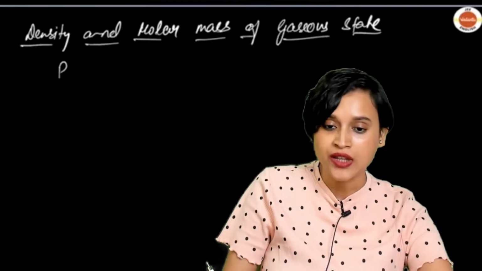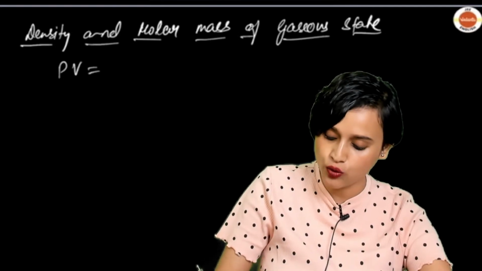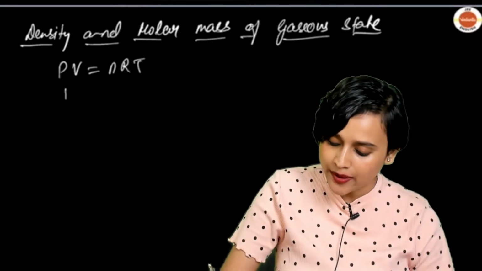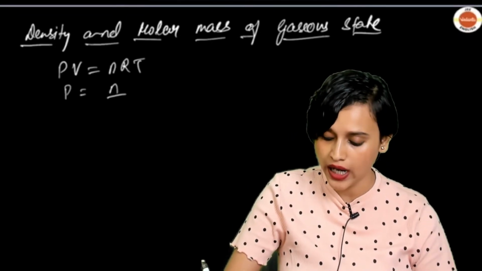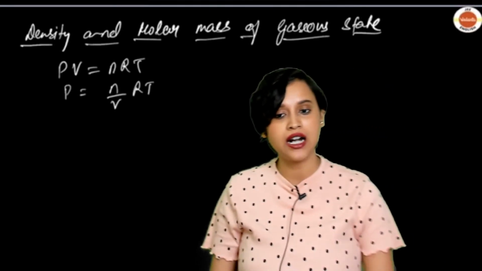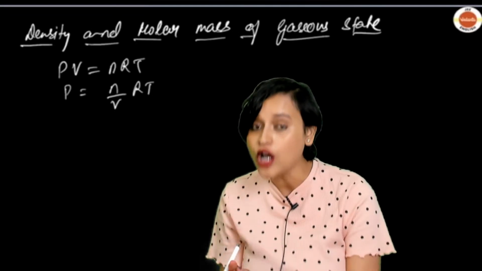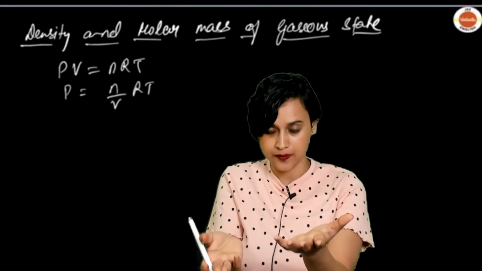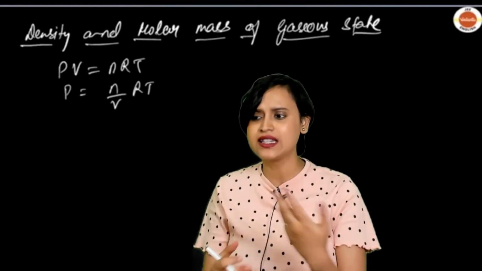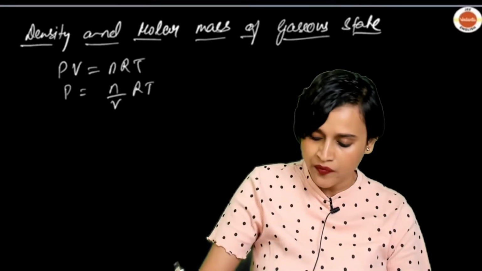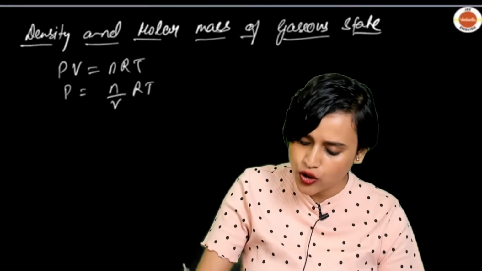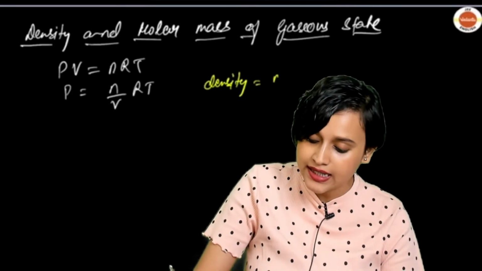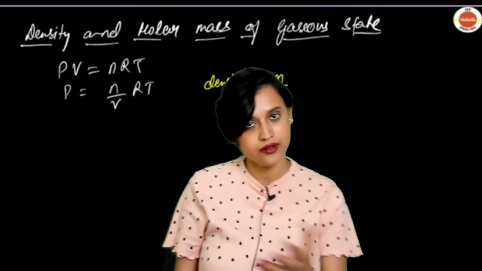Look here, everybody. PV is equal to nRT. This is the formula that we know. So I can write it as P is equal to n divided by V multiplied with RT. Now we want to make sure that in this formula we have molar mass and density. How am I going to get to that point? I want density, but do we not know that density is equal to mass by volume?